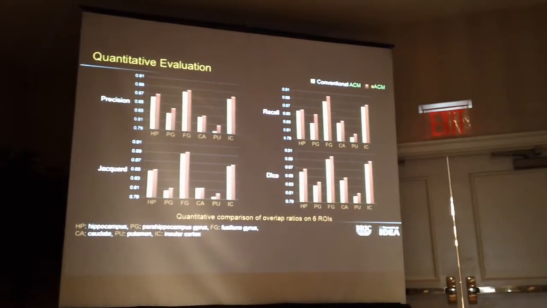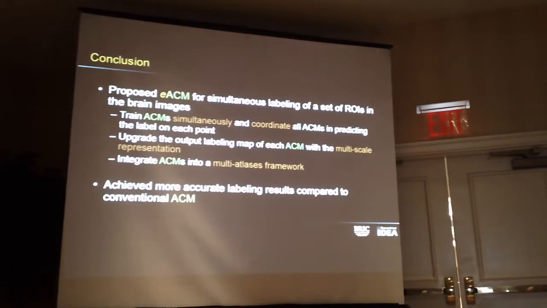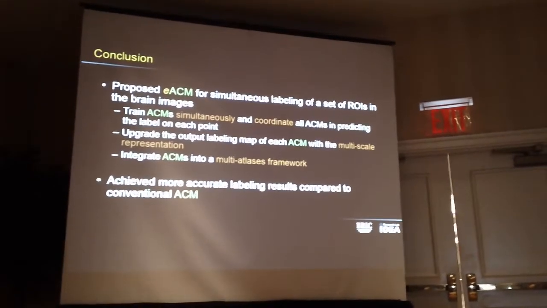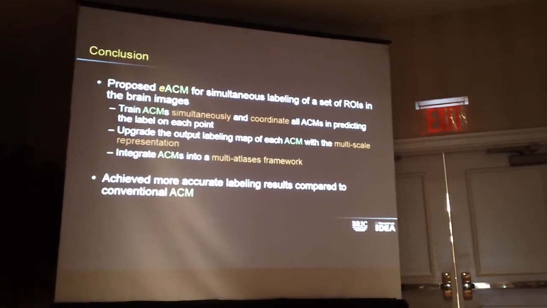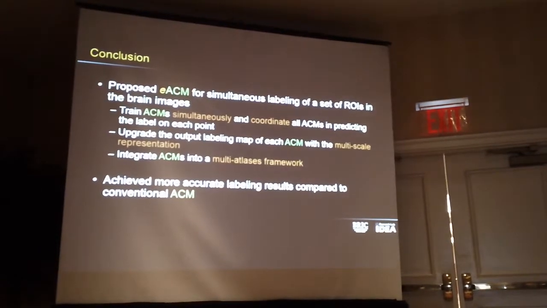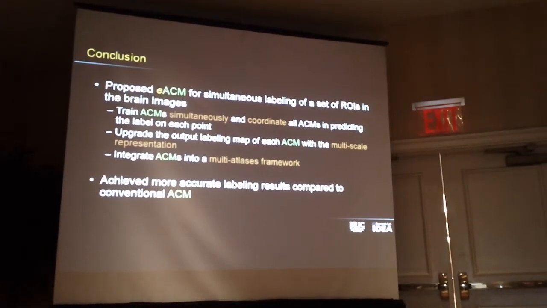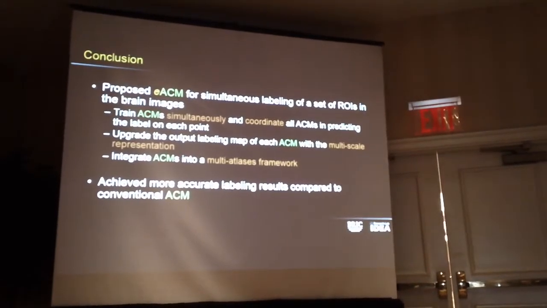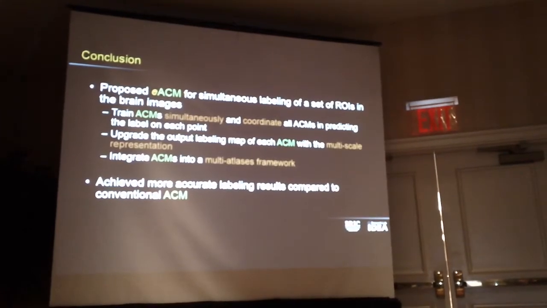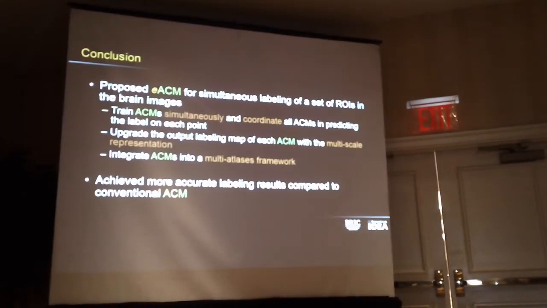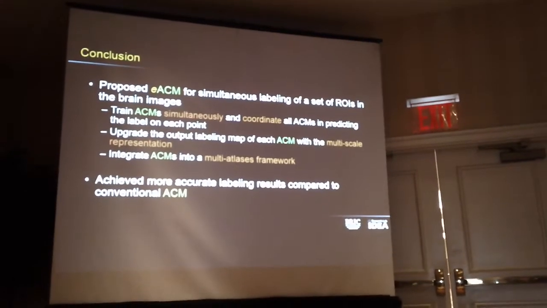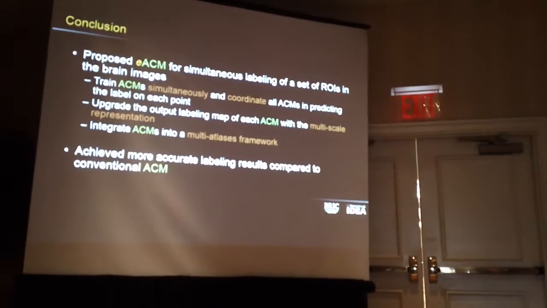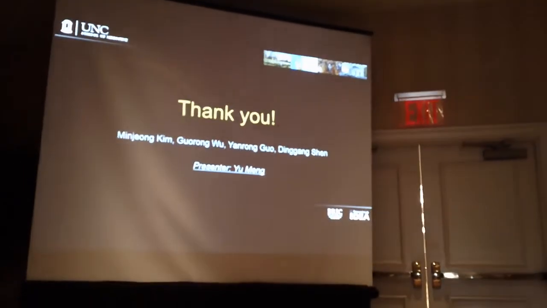So here comes the conclusion. We propose ACM for labeling multiple ROIs, and specifically, this method can train ACMs simultaneously and cooperate all the ACMs. When we update the output probability maps, we use multi-scale representation, and we integrate the ACM into a multi-atlas framework. The experiment results show that our method can achieve more accurate labeling results compared to the conventional ACM. Thank you for listening.